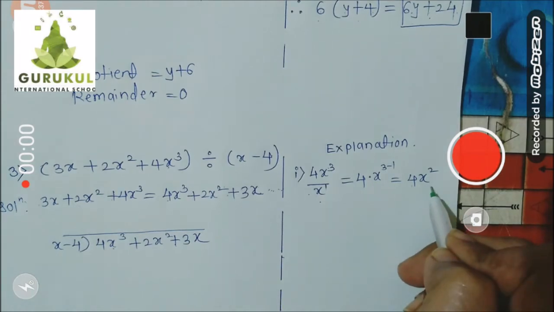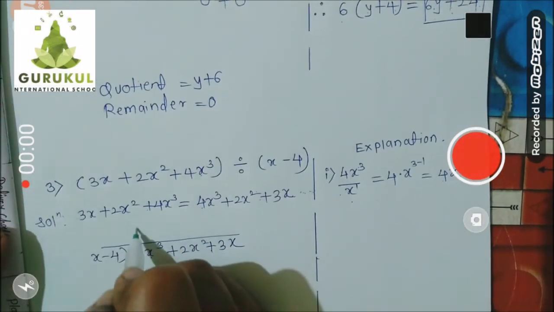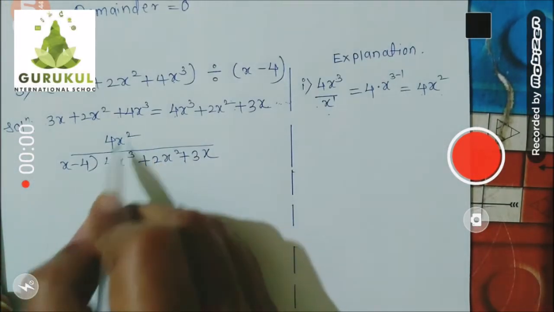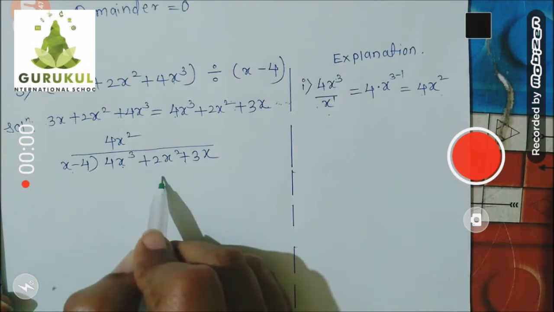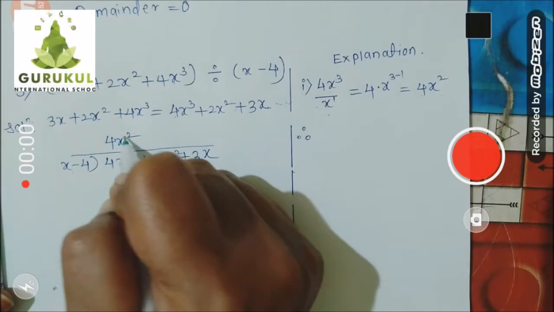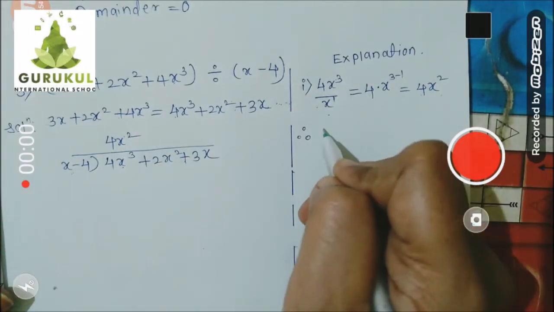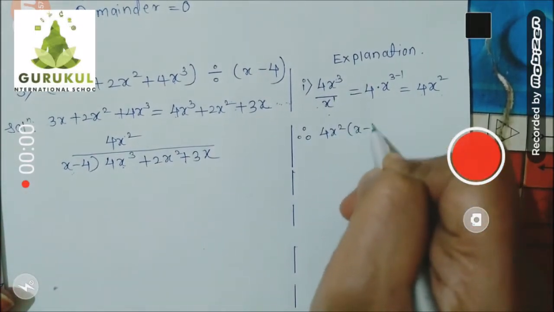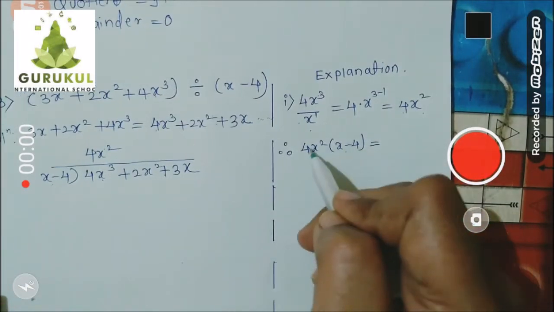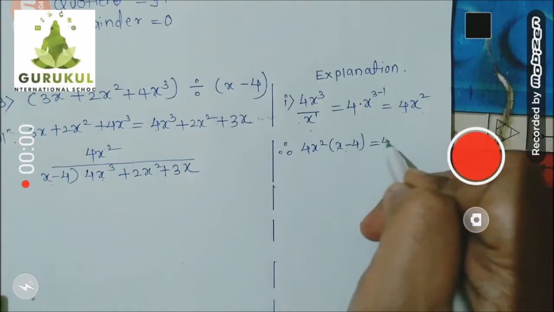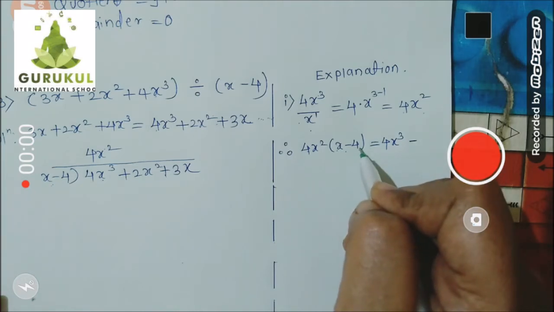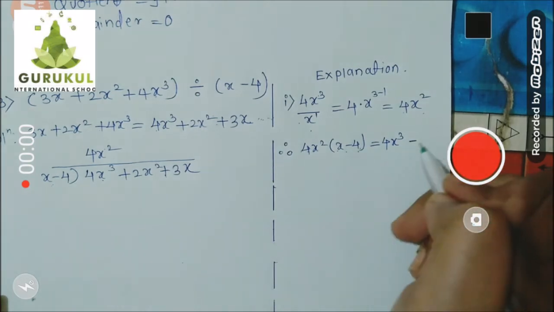So this becomes our quotient, which I will write over here. And next what we do, children? We multiply this and write the product over here. So by putting the therefore sign, I will do that step. So 4x square multiplied by x minus 4. Now you know very well how to multiply monomial into binomial. So 4x square into x is 4x cube, minus 4x square into 4, 4 4s are 16x square.